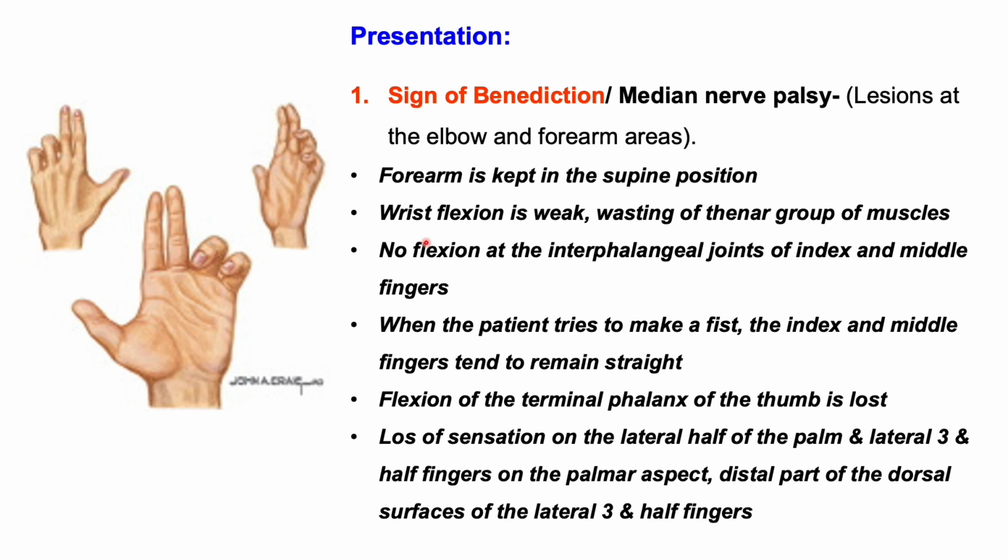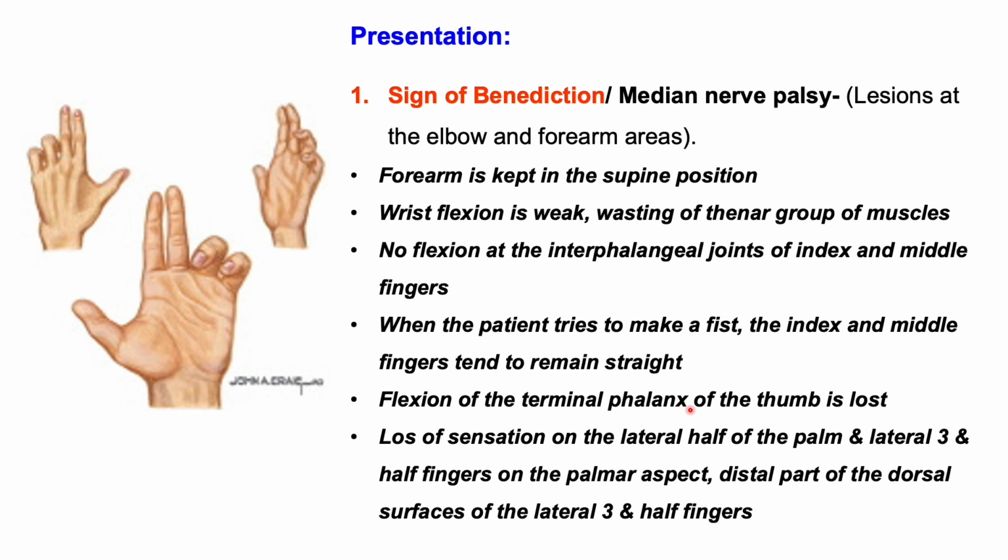So when the person attempts to make a fist, the second and third fingers remain partially extended. Okay, so hand of benediction, but there will be flexion at the ring and the little finger. Then flexion of the terminal phalanx of the thumb is also lost because flexor pollicis brevis is supplied by the median nerve, which is one of the thenar group of muscles. So since that is affected, there will be loss of flexion of the terminal phalanx of the thumb.